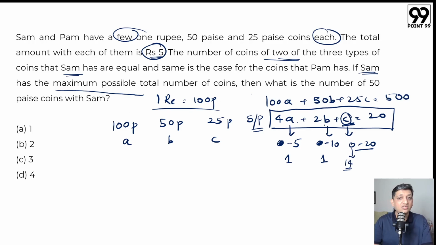Now we have to figure out the number of 50 paise coins with Sam. So we need not even have done this. We know that if we want to maximize the total number of coins with Sam, then the number of 50 paise coins will be equal to 1. So there will only be one 50 paise coin that will be available with Sam in this particular case. So now let's look at the next question that we have.